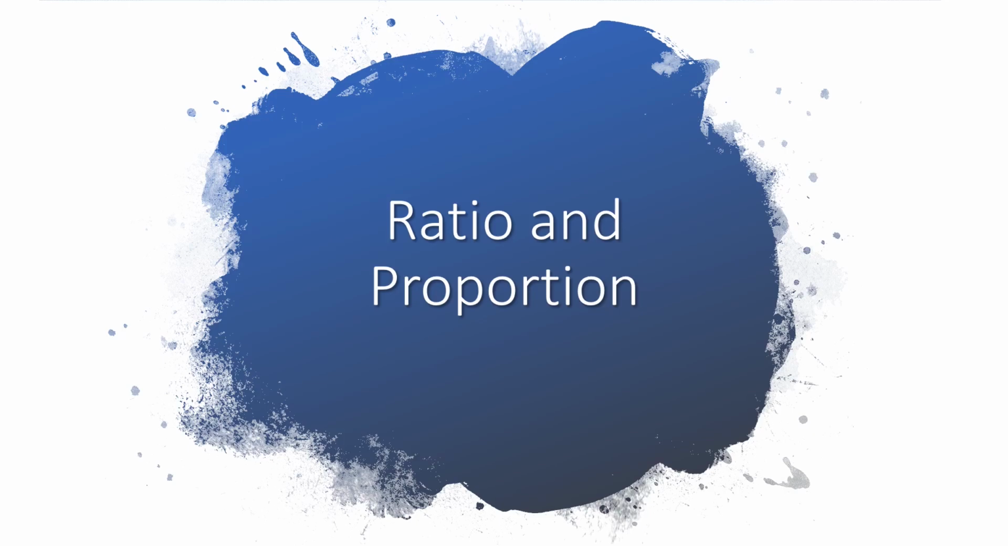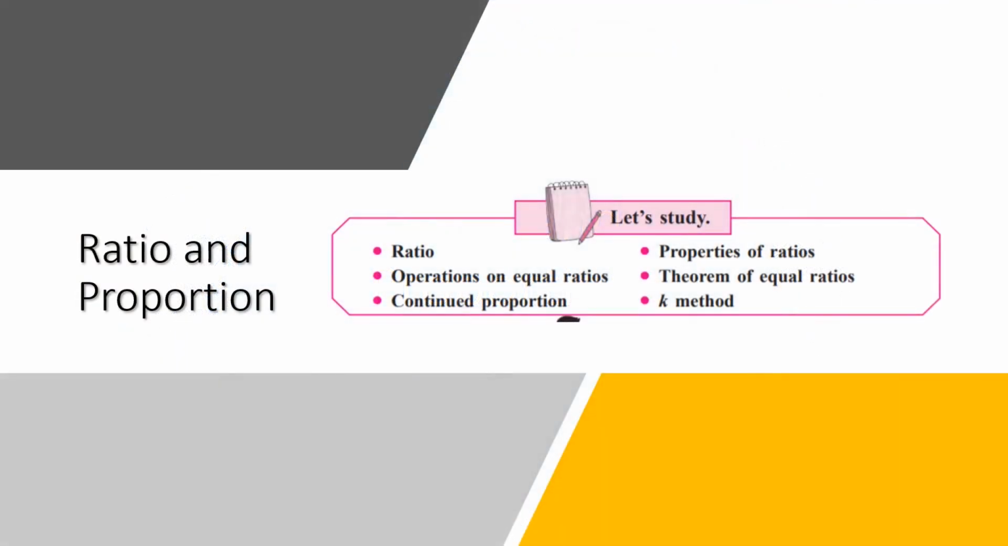We know that whenever we hear the term ratio, two numbers come to our mind. Always ratio is expressed in two numbers. This chapter will make you understand more about ratio, of course. Then there will be properties of ratios, operation on equal ratios, theorem of equal ratios, continued proportion, and K method. Some aspects are quite new for you.